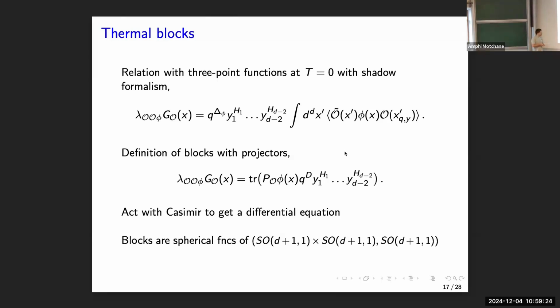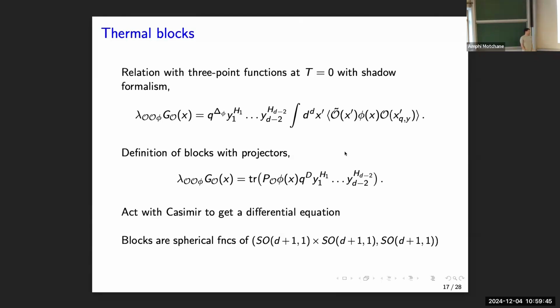Why is it a product of two SO(d+1)? Oh, this one, the spherical function is like that. You see what kind of spherical function it is? Yeah, I don't know. It's some non-trivial computation; I don't have an intuitive way of seeing that.